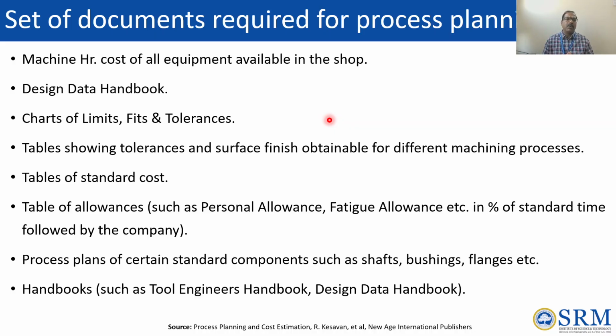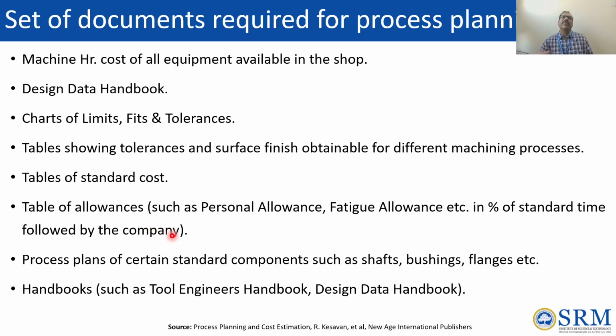Then the design data handbook. When we are working on one component with a functional requirement, like moving components, we need to consider the limits, fits, and tolerances. And for limits and fits, there are tables or predefined standard data books. Surface finish is also needed because, depending on the surface finish requirement, we need to choose the proper machining process. Those information are also needed. So these are the basic information.